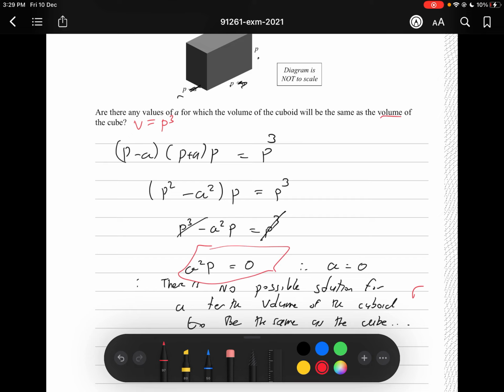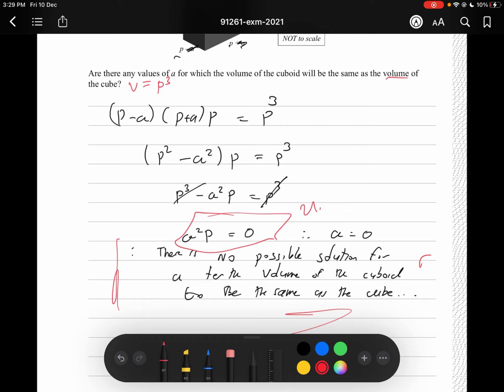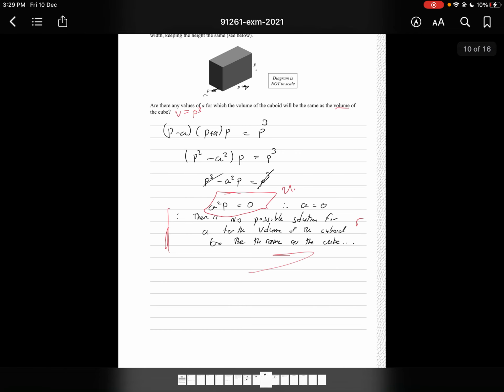Getting up to here, that should be an achieved. But I think you do need a statement to say something like this to get a merit. So just remember, sometimes I probably haven't done this very well throughout my walkthrough so far, but it's really important.